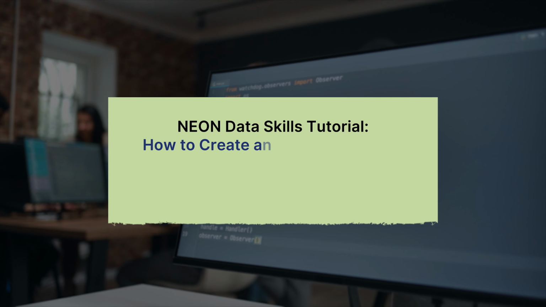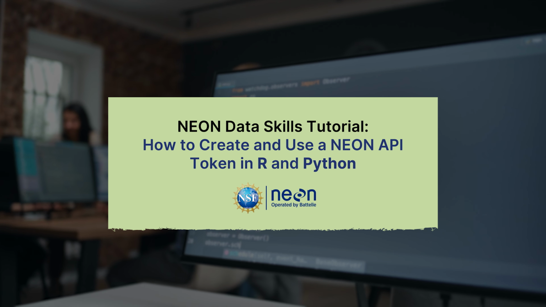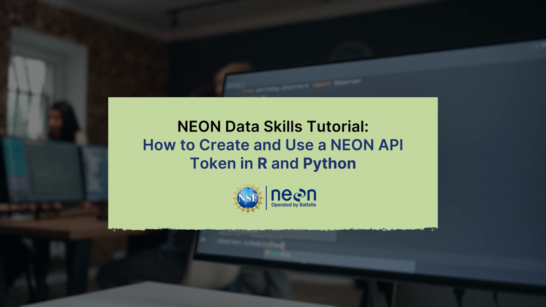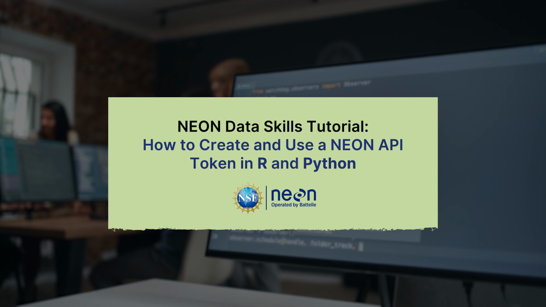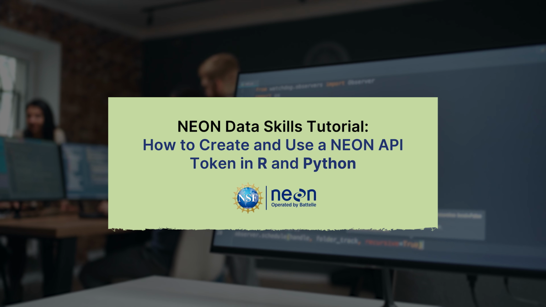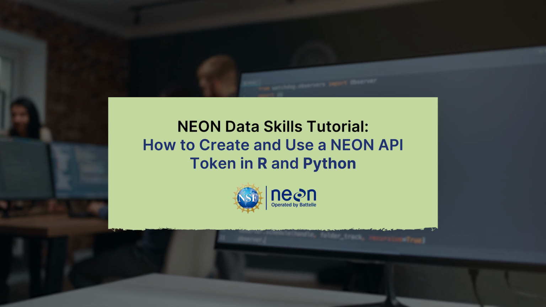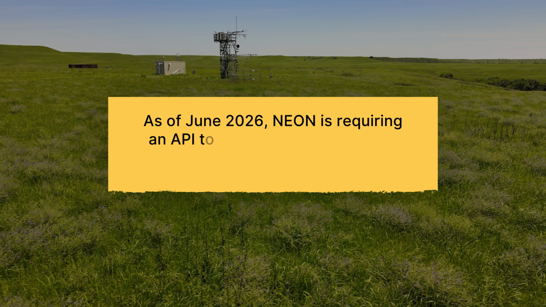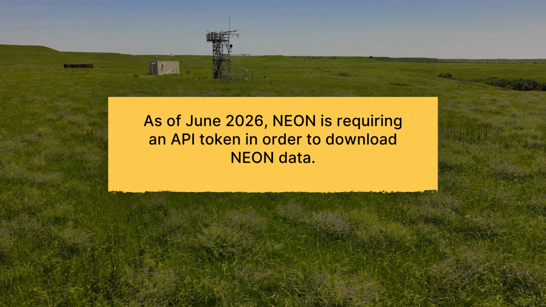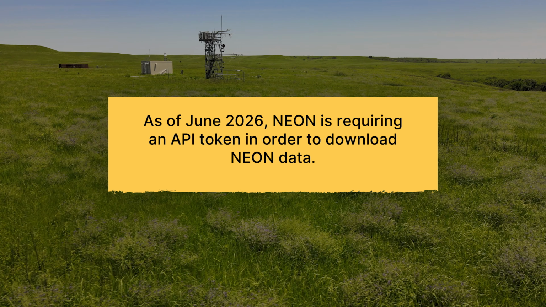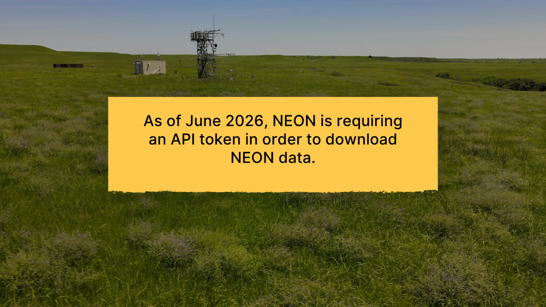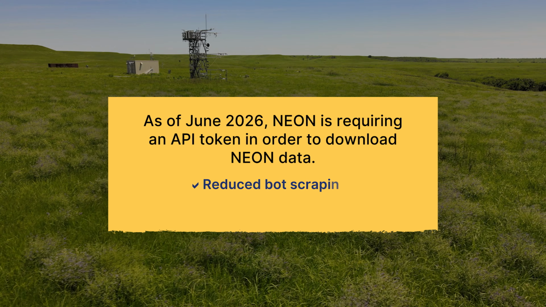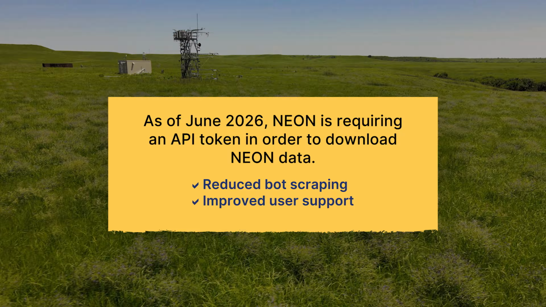In this video, we will show how to create a Neon API token and set it up as an environment variable so you can use it in both R and Python for downloading Neon data. As of June 2026, Neon is requiring an API token in order to download any Neon data. This requirement is intended to reduce bot scraping and to improve user support.